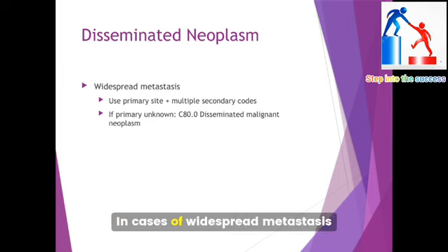In cases of widespread metastasis where the cancer is found throughout the body, we call it a disseminated neoplasm. We code the primary site followed by multiple secondary codes. However, if the primary site is completely unknown, we use the specific code C80.0 for disseminated malignant neoplasm.